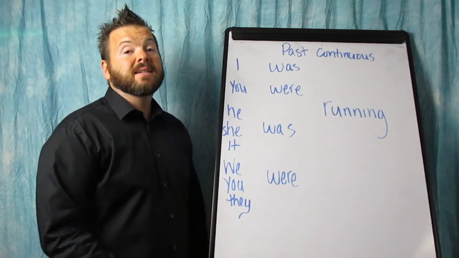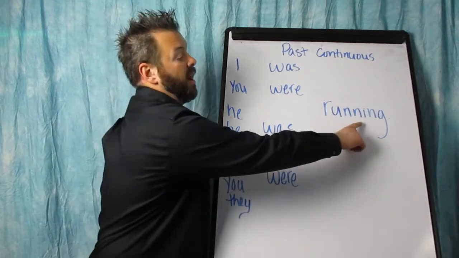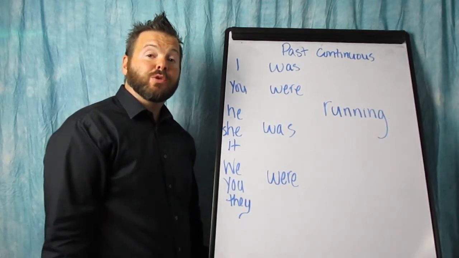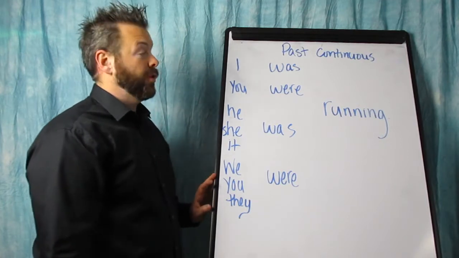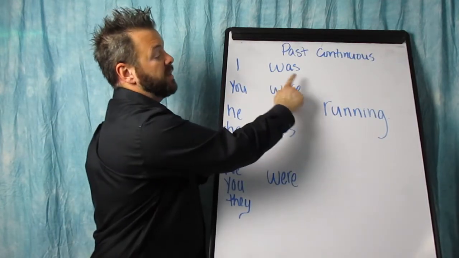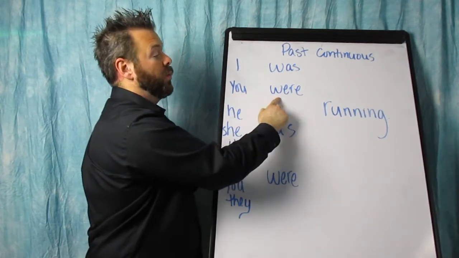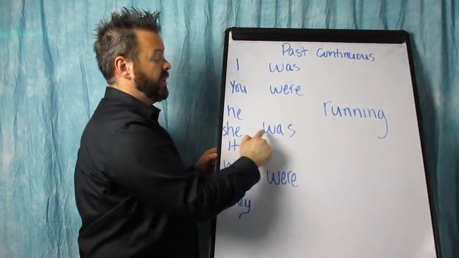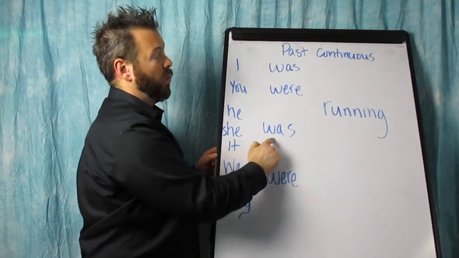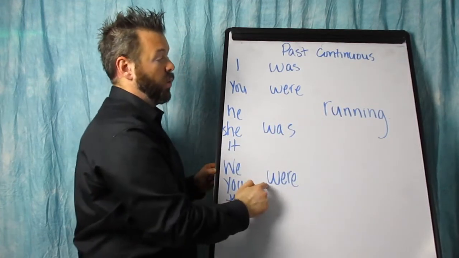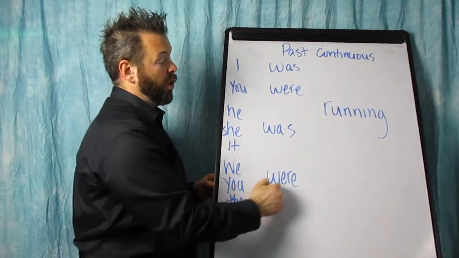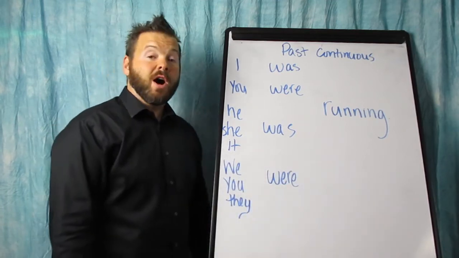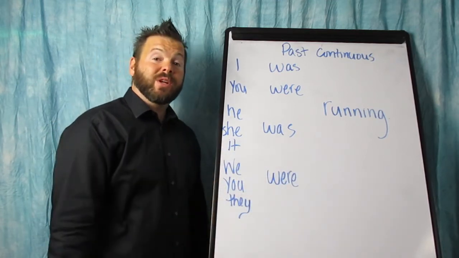Okay, here is the past continuous. Again, we're using ing to make the verb a continuous action. Let me read the following for you. I was running. You were running. He was running. She was running. It was running. We were running. You were running. They were running. Pause the video here, write everything down, and read it to yourself.